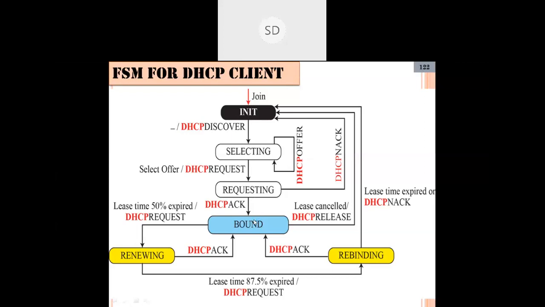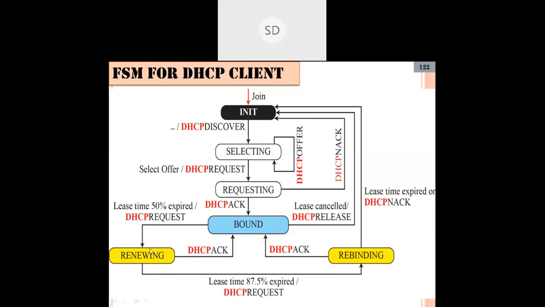Is it correct? Now in the bound state, we have seen a lease time, that is the maximum time interval for which that IP address will be given to that particular client. So that is the bound state, and this time should be taken care of. You can observe here, 50% of the lease time has expired out of whatever time was specified. If 50% of the time has expired, then the client enters the requesting state. It requests for renewal of the lease.